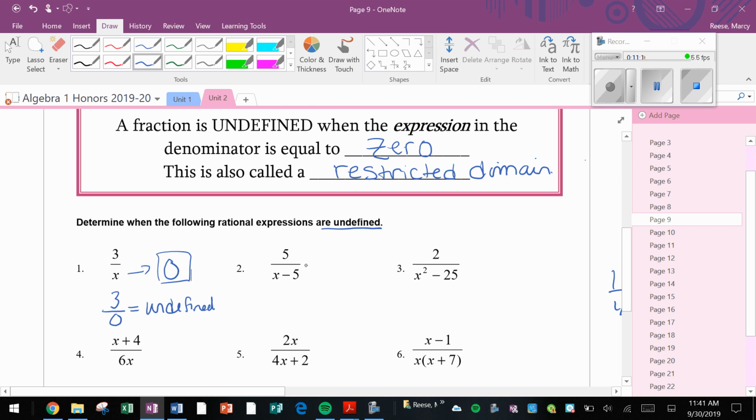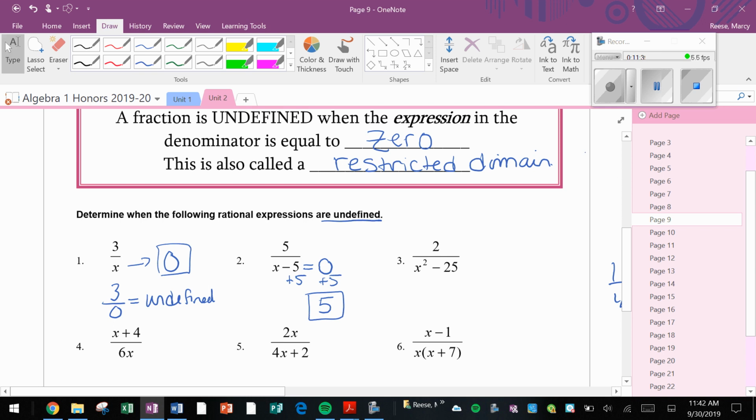Now, look at the second one. The denominator is x minus 5 in this case. I want to find out when the denominator will be 0. So, set it equal to 0 and solve. And we know it will be undefined when x is equal to 5.